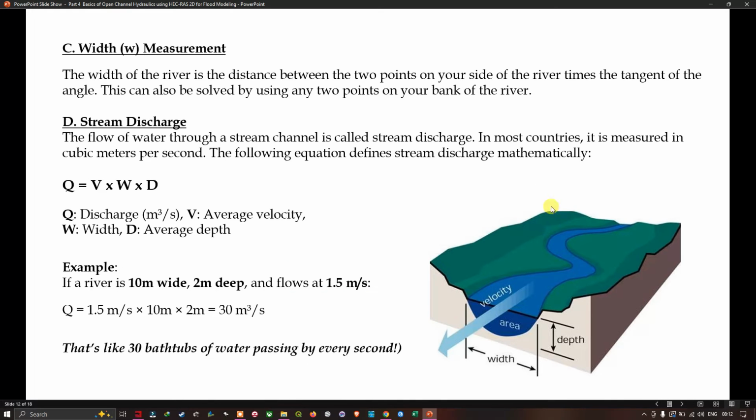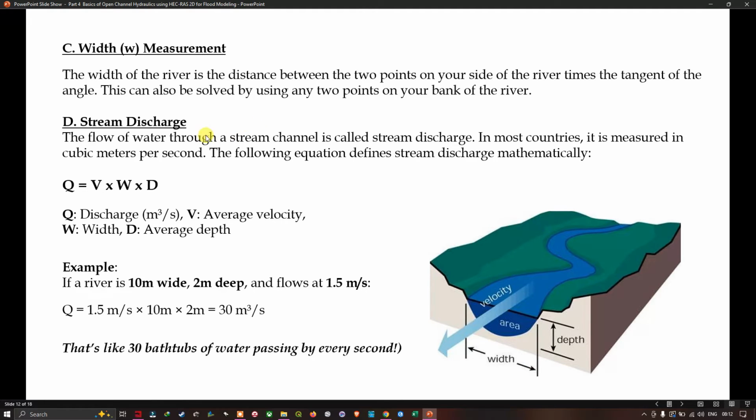The next parameter is the width measurement. The width of the river is the distance between two points on the side of the river times the tangent of the angle. This can also be solved using any two points on your bank of the river. The width here indicates the width of the channel, which is clearly shown in this diagram.